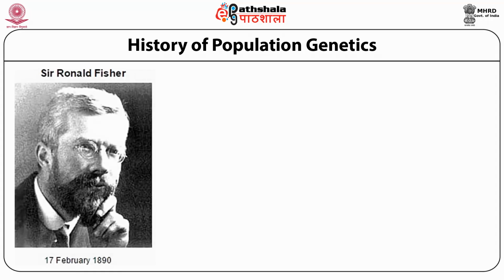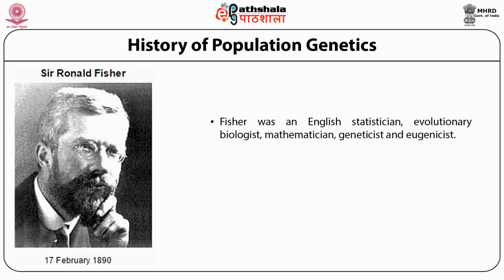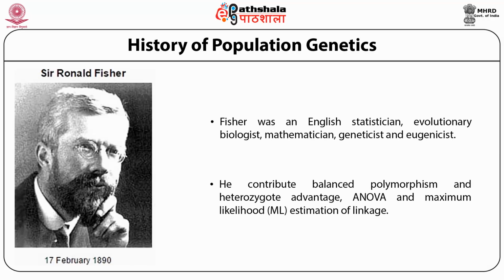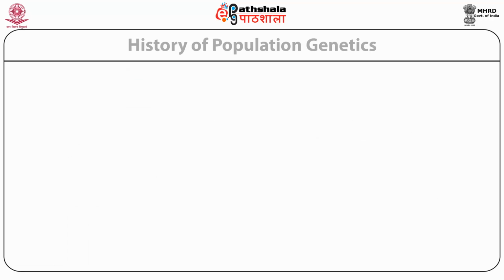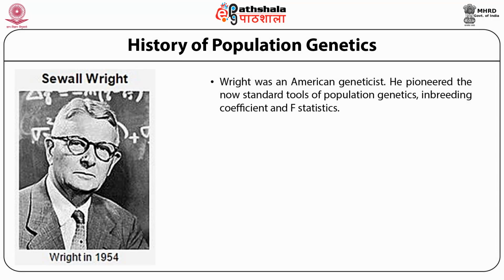R. A. Fisher. R. A. Fisher was an English statistician, evolutionary biologist, mathematician, and geneticist. He developed some of the concepts such as balanced polymorphism, heterozygote advantage, ANOVA, and maximum likelihood estimation of linkage. He showed how correlation between relatives can be explained by the cumulative effect of a large number of Mendelian factors, each having a small effect.